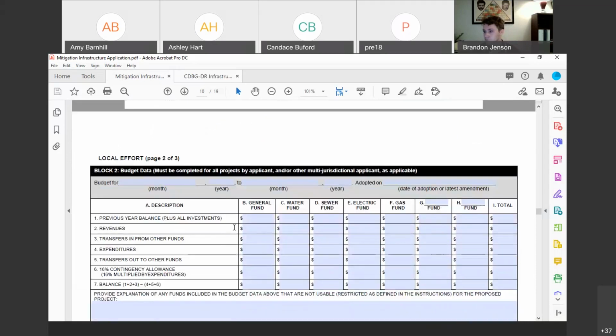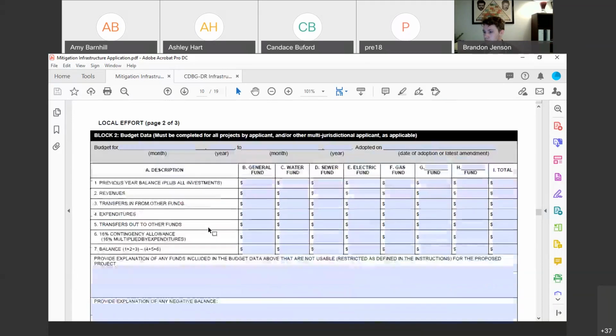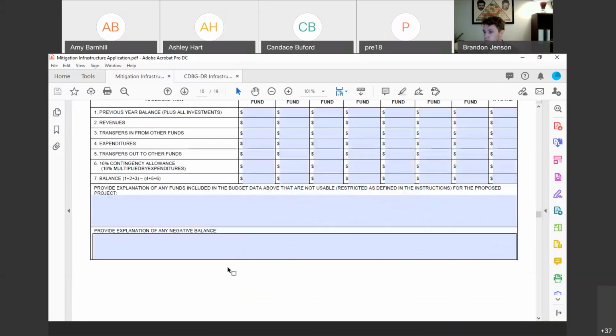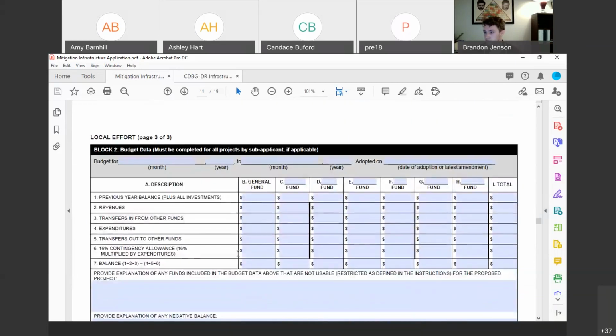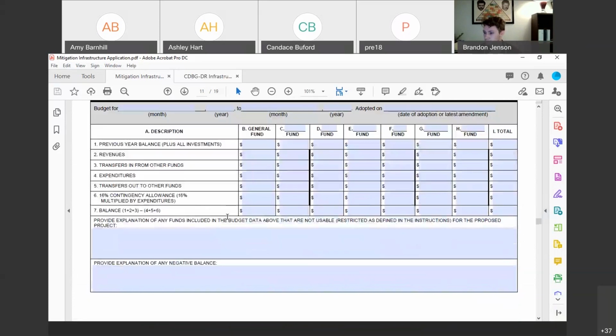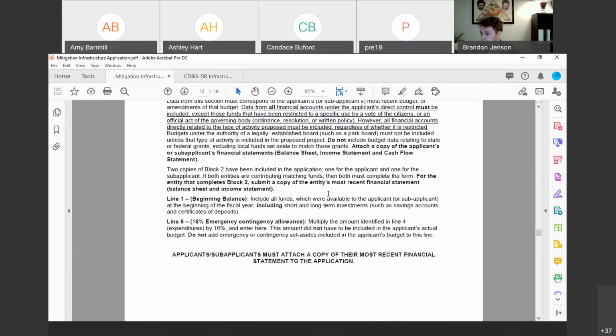Local effort, again, this is a continuation of just helping us determine the leverage that is available to leverage our dollars. These, again, used to be signature pages. They are no longer signature pages. And then if there is a sub-applicant, same information here, fairly self-explanatory. And if we couldn't be more self-explanatory, we have an instructional page here for you.